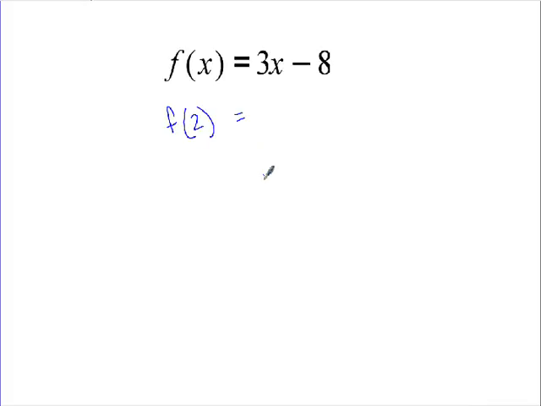So f of 2 means I'm going to evaluate the function at 2. I'm going to put 2 in place of my input, and then I'm going to see what it's worth. And what it's worth is 3 times 2 is 6, and 6 minus 8 is negative 2. So the value of the function at 2, or f of 2, is equal to negative 2. And that's all it means to evaluate a function. It means to take the number that they give you and plug it in over there on the right side where the rule is.